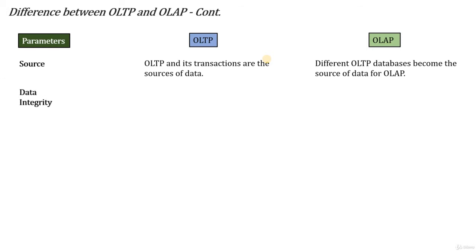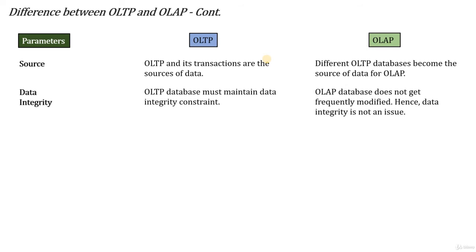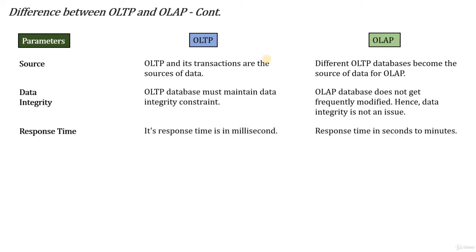The next parameter is data integrity. OLTP databases must maintain data integrity constraints, and OLAP databases do not get frequently modified, hence data integrity is not an issue. The next parameter is response time. In OLTP, response time is in milliseconds, but in OLAP, response time is in seconds to minutes.